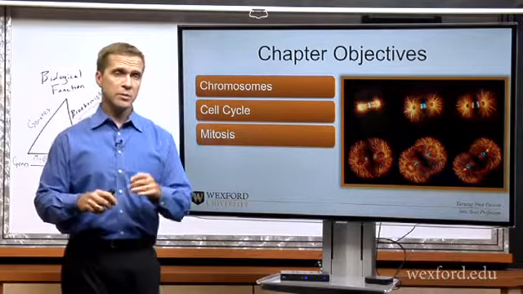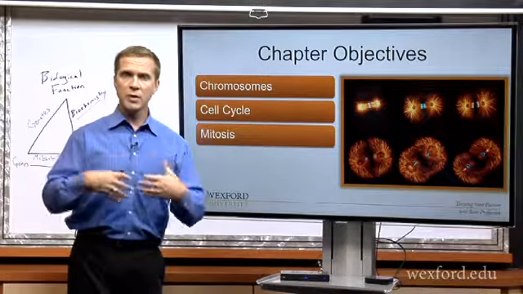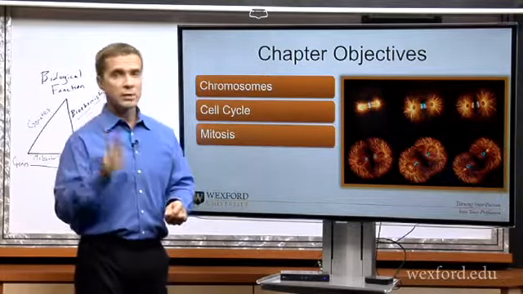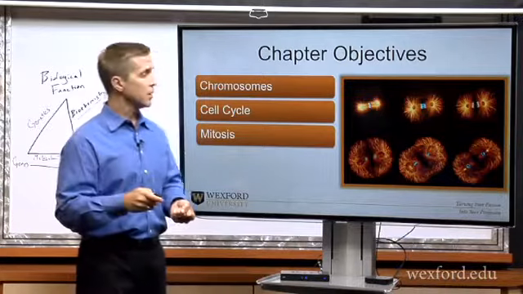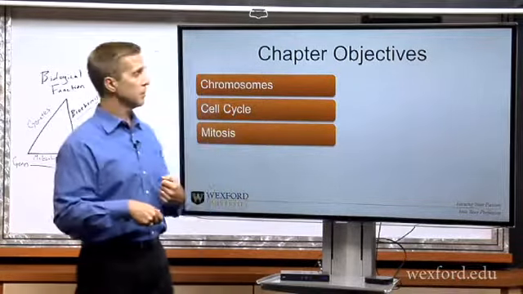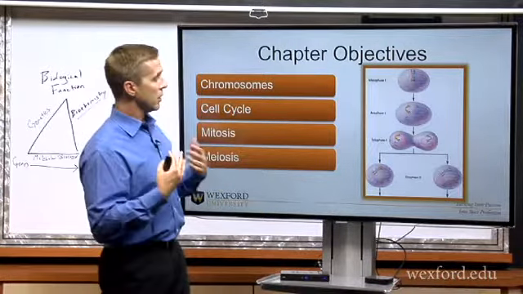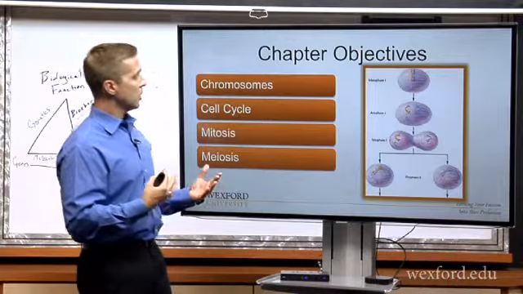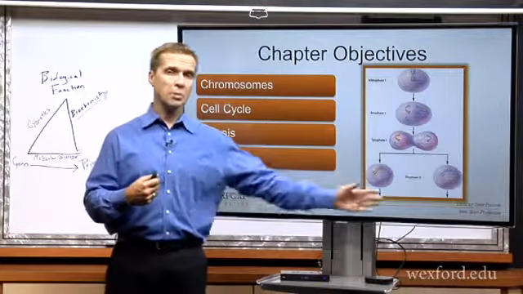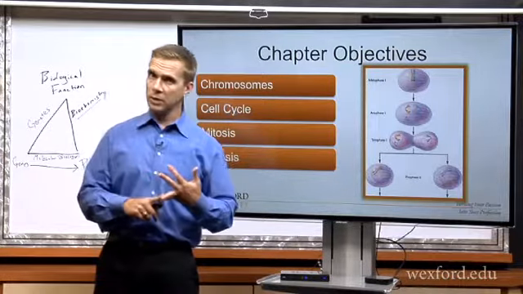Now, mitosis is for normal, what's called somatic cells, just normal cells in your body, every other cell in your body except for the sex cells. The sex cells actually undergo what's called meiosis. So when we're undergoing meiosis, we're creating what's called haploid cells. We're creating the sex cells, in other words, our sperm and our egg.